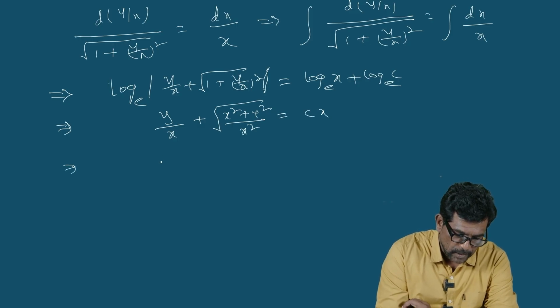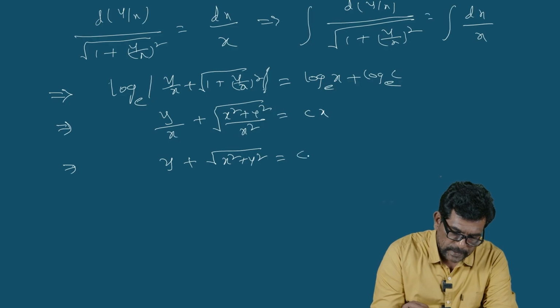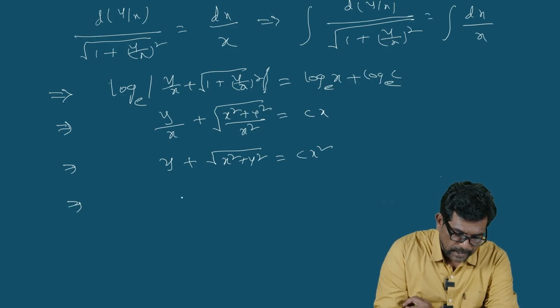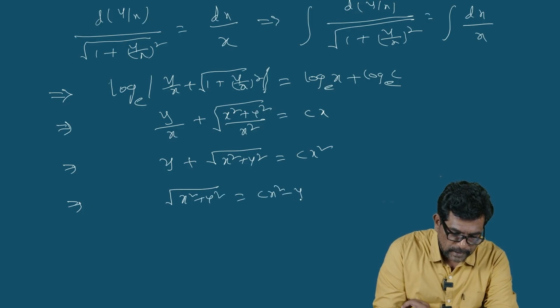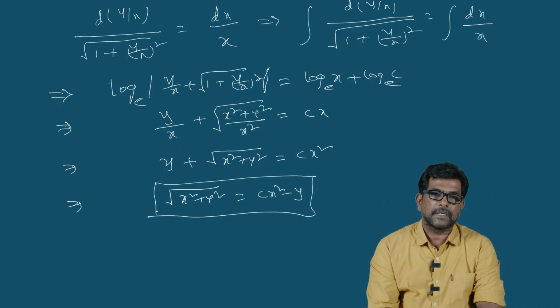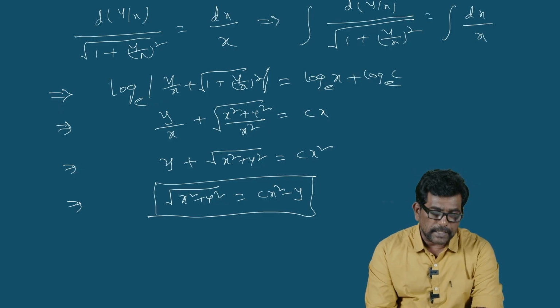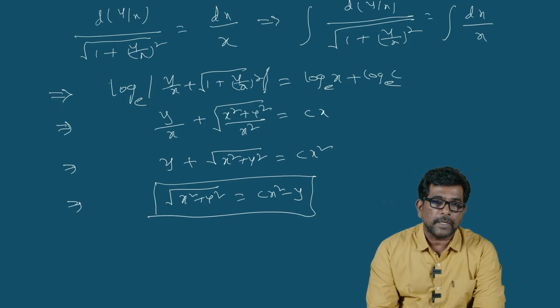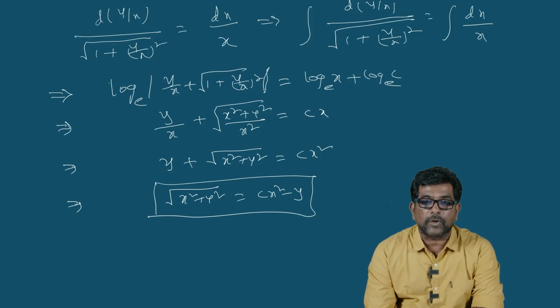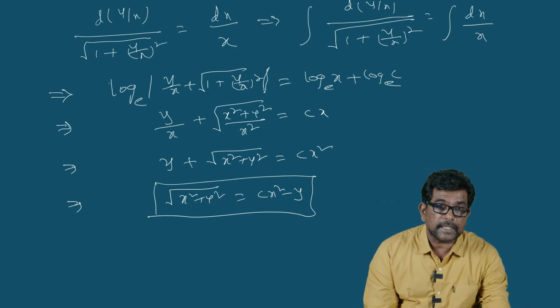Now from this we get y + square root of (x^2 + y^2) is equal to cx^2. Now from this, square root of (x^2 + y^2) is equal to cx^2 minus y. This is the solution of the given differential equation. The problem is very simple, but they used the differentials concept. By using the differentials concept it is very simple, and the level of the problem is moderate. This is the sixth question.